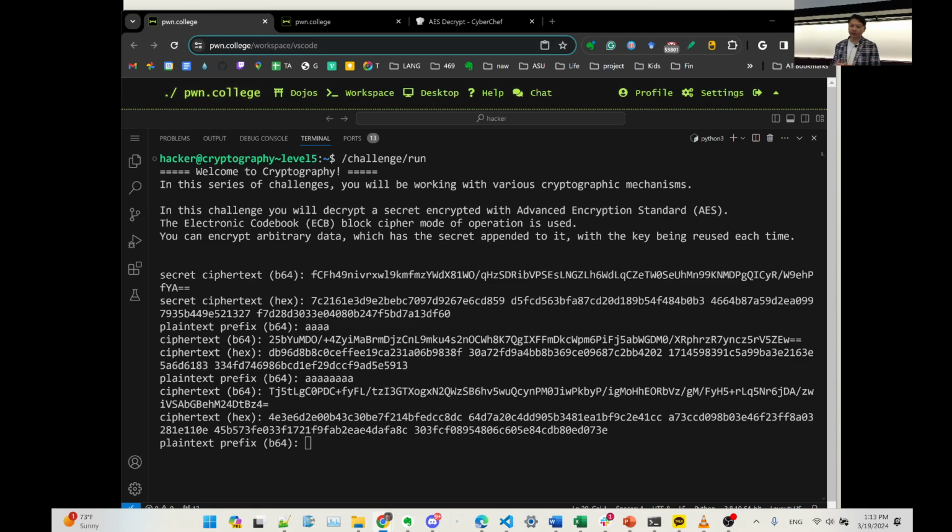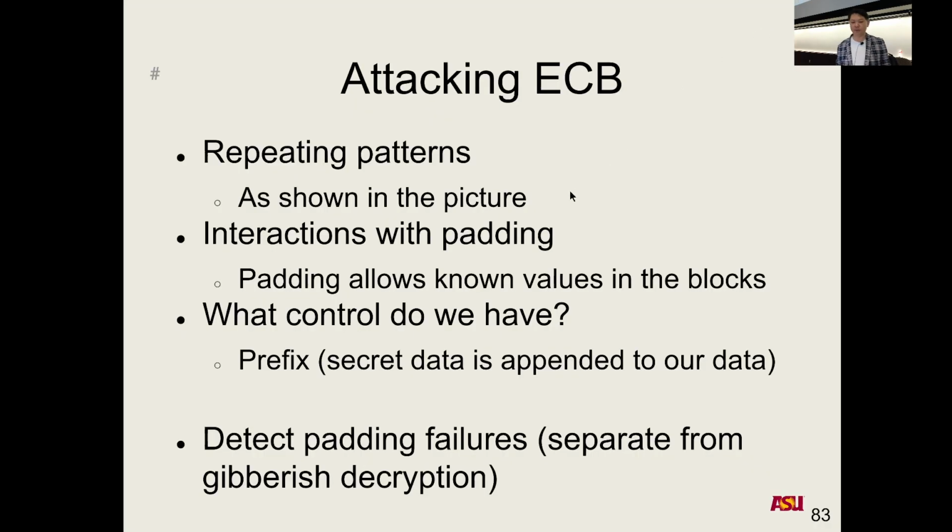Yes, level 4 and level 5 are AES ECB mode. ECB mode has very critical vulnerabilities. So you can revisit this philosophy: repeating patterns, interacting with the padding, and what controls we can have.